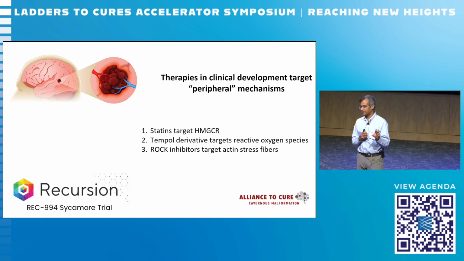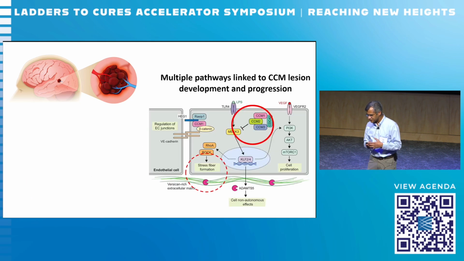There's a clinical trial in progress to use statins, which target HMG-CoA reductase, not a central member of this complex. Recursion, with work that was actually done here at the Broad with Anne Carpenter, is using Tempol, which targets reactive oxygen species. And other companies are making ROCK inhibitors for this disease. Like I said, those are in that dotted circle. They affect stress fiber formation. That's an important mechanism of disease, but we don't think that's the central mechanism. That's not the node that keeps showing up in all of our experiments.